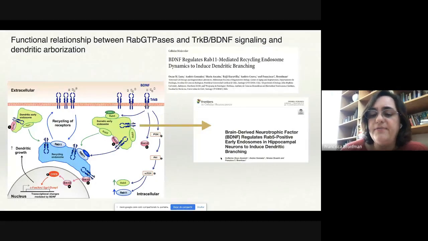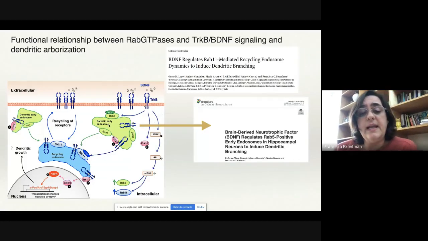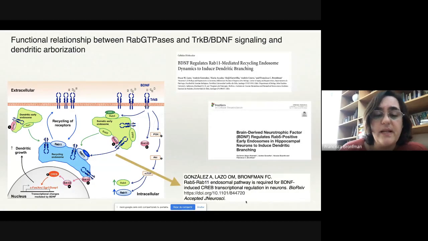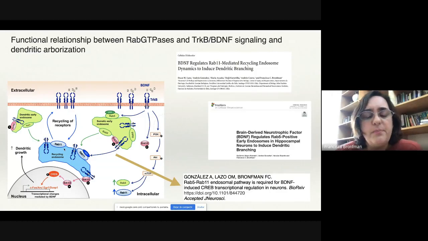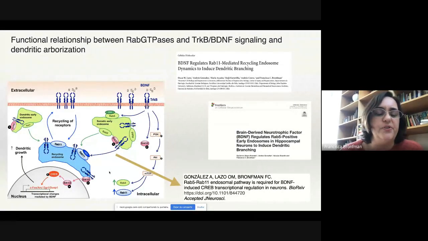More recently, we have shown that when neurotrophins bind TrkB, they enter the endocytic pathway and regulate the activity of RAB5 GTPase. This process is also important for regulating neuronal morphology. Also, we have shown that the early and the recycling pathways are not just important for local signaling of the receptor, but also for nuclear signaling. This research is already published as a preprint and will soon be published in the Journal of Neuroscience.